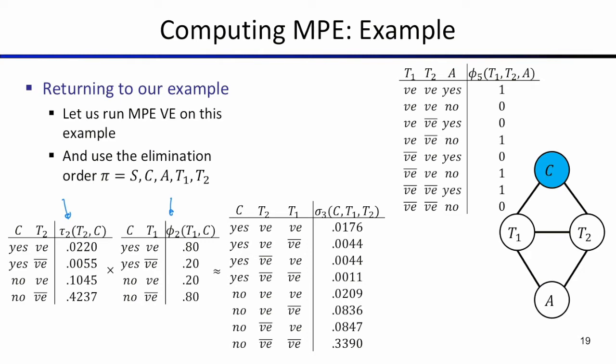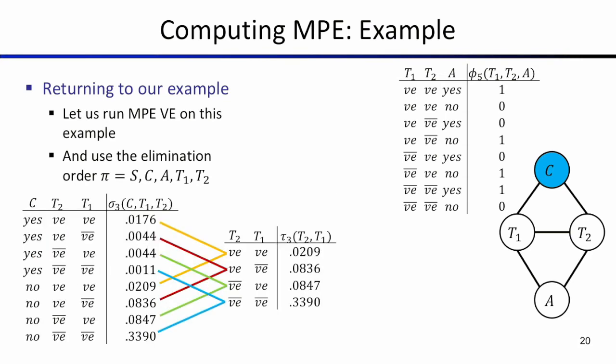C, T2 are mentioned here, C and T1 are mentioned here, so the new factor, sigma 3, will mention these three variables, C, T1, and T2. So now we have a larger factor. But now this is the only factor that mentions variable C, so we can discard this and this. I'm going to eliminate the variable C by maximizing out.